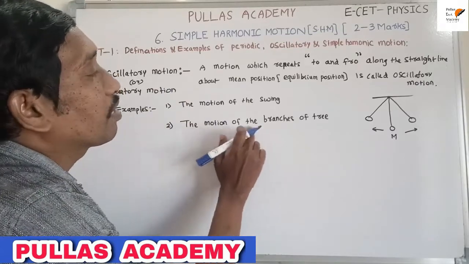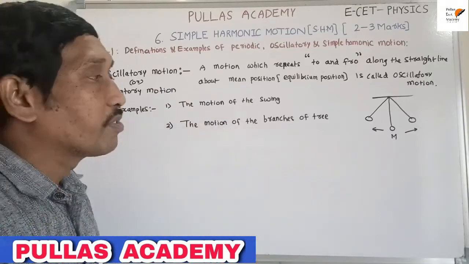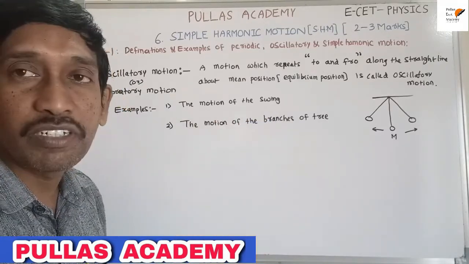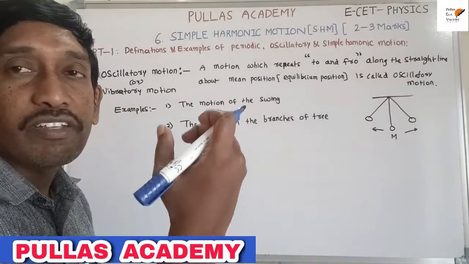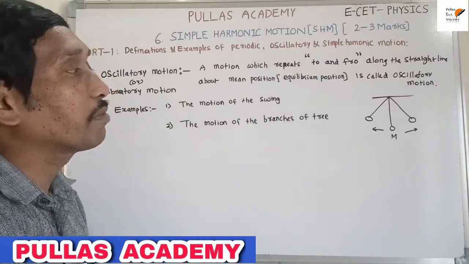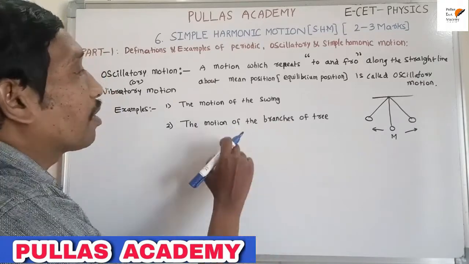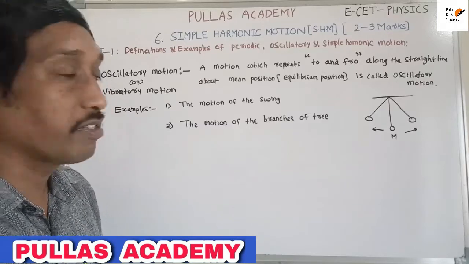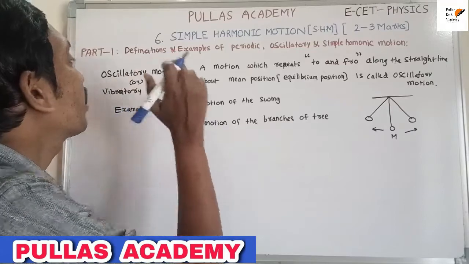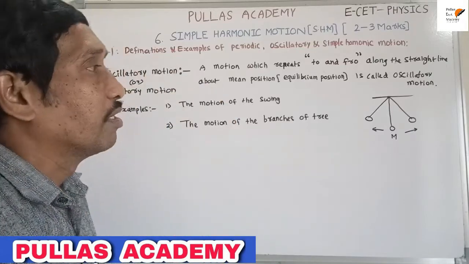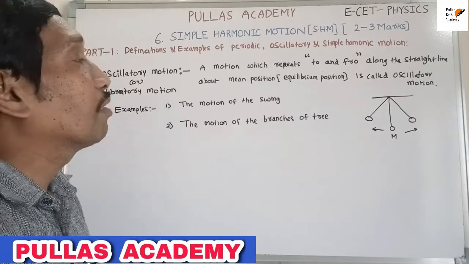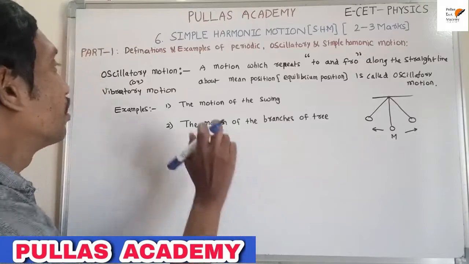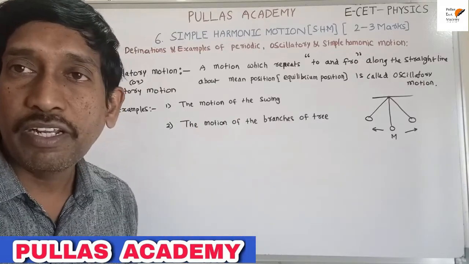One more example, the motion of the branches of a tree. If monkeys are suspended from the branches of the tree, then the branches are in motion. By suspending monkeys or any animals or any persons, that type of motion is one example of oscillatory motion, because it is to and fro about one fixed point. In this way you have to understand so many examples. So this is about oscillatory motion.